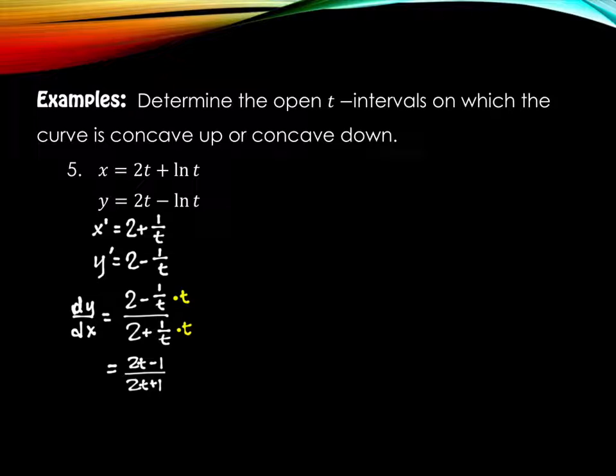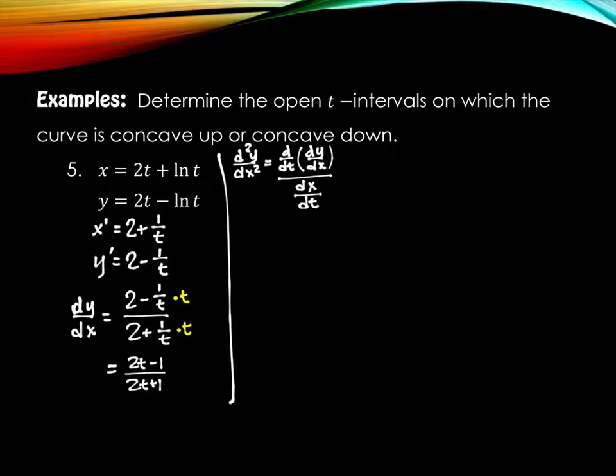Okay, that's the derivative. Again, it didn't actually say find the derivative, but we have to, right? So we're going to do the second derivative now. d2y dx2 is d dt of dy dx over dx dt. The numerator means the derivative of the first derivative. My first derivative is 2t minus 1 over 2t plus 1, so I need the derivative of that.